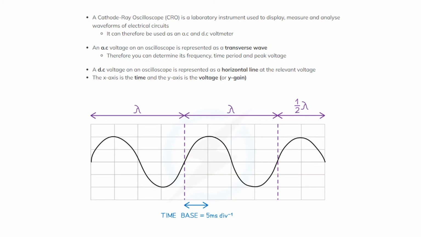Right, this is how you would use an oscilloscope, right? So an oscilloscope, a cathode ray oscilloscope, is a laboratory instrument used to display, measure, and analyze waveforms of electrical circuits. It can therefore be used as an AC or DC voltmeter. An AC voltage on an oscilloscope is represented as a transverse wave, therefore you can measure its frequency, time period, and peak voltage. A DC voltage on an oscilloscope is represented as a horizontal line at the relevant voltage. The x-axis is the time and the y-axis is the voltage or Y gain.